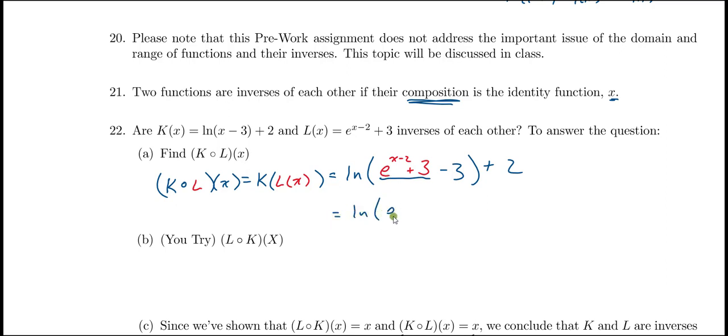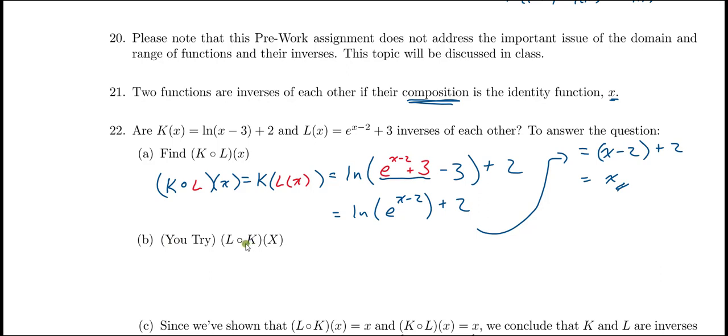So now if I simplify this, we end up with the natural log of e to the x minus 2, the plus 3 and the minus 3 add out, plus 2. And then we have many ways we could talk about this, but maybe the easiest way is to say that there's an identity property that says if we take the natural log of e to a power, we just get that power. So this gives me x minus 2 plus 2. And when I finished doing the composition, where I took k composed with L of x, I ended up with what? The identity function.